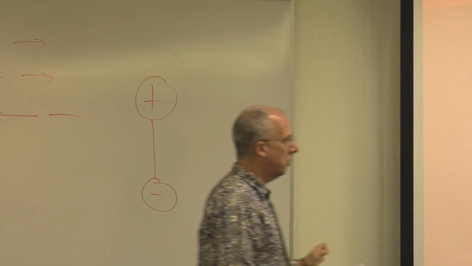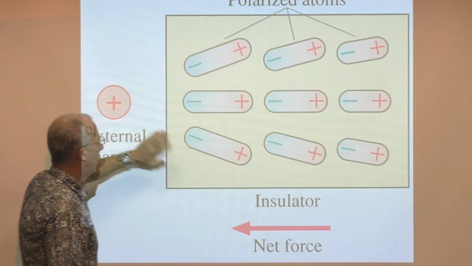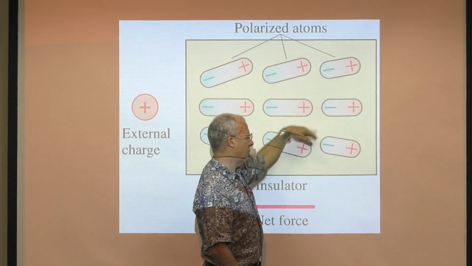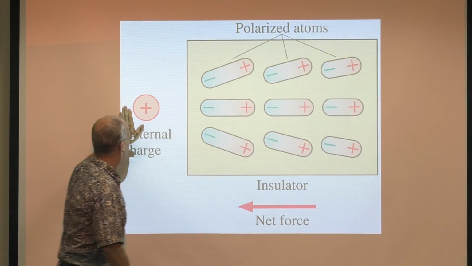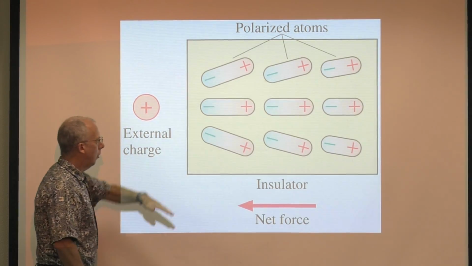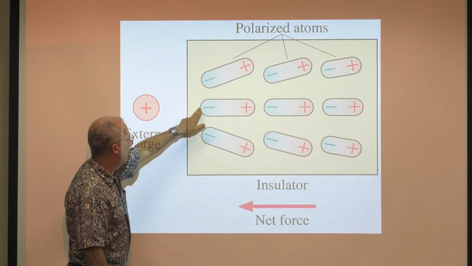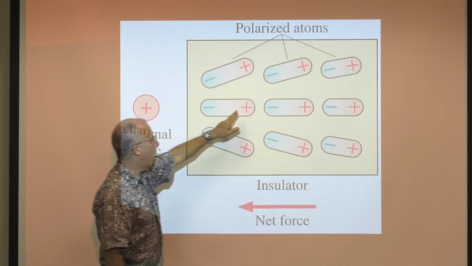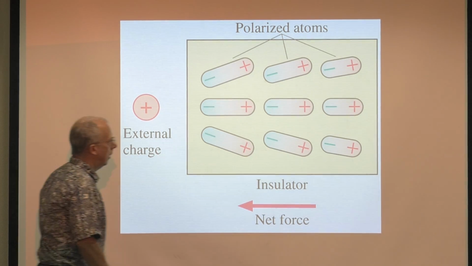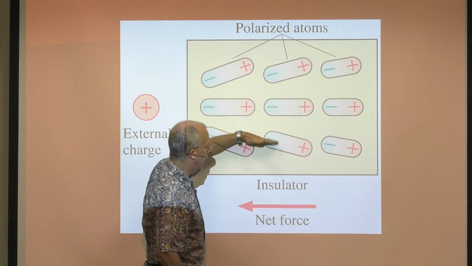Okay, so just think about it. Before this charge was here, these things are just randomly oriented, just random, right? But then when you put a plus charge here, what are these polarized atoms going to do? They're going to rotate ever so slightly so the negative is attracted to this and the positive is repelled. So that's basically what's going to happen. The atoms are just going to rotate.